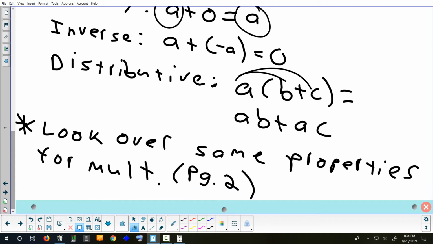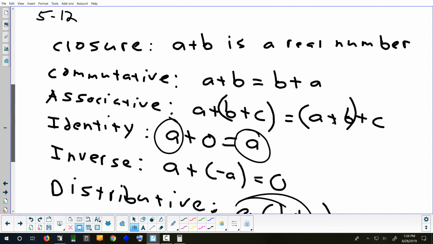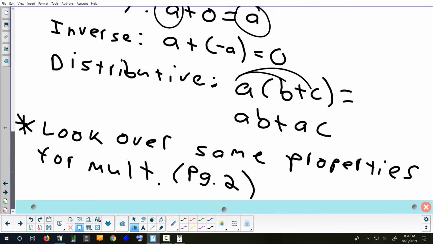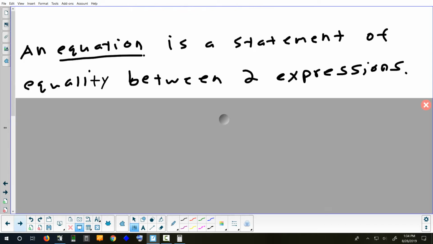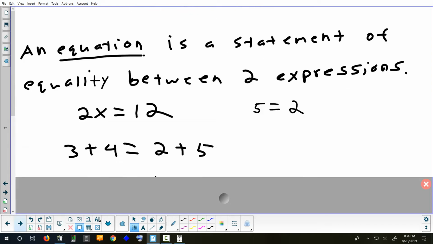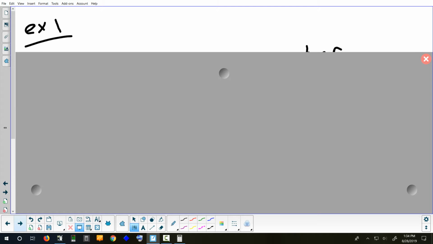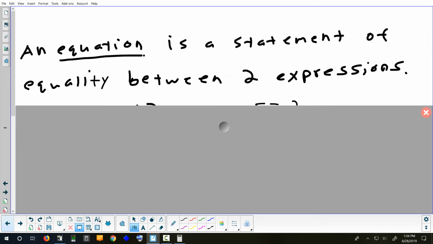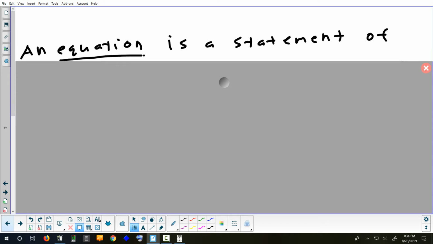I'm not going to write them all down, but if you wanted to know what's the commutative property for multiplication, A times B equals B times A. That's the commutative for multiplication. The order changes. So there's 2 ways you could see a question on that, and I'm going to show you in the next example after we do this.